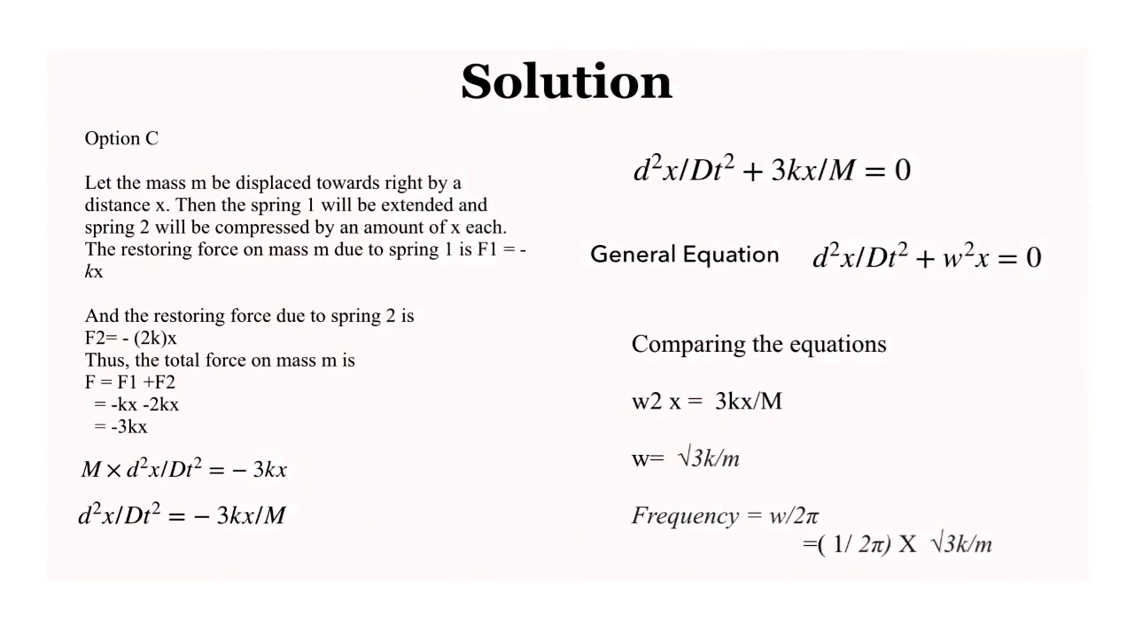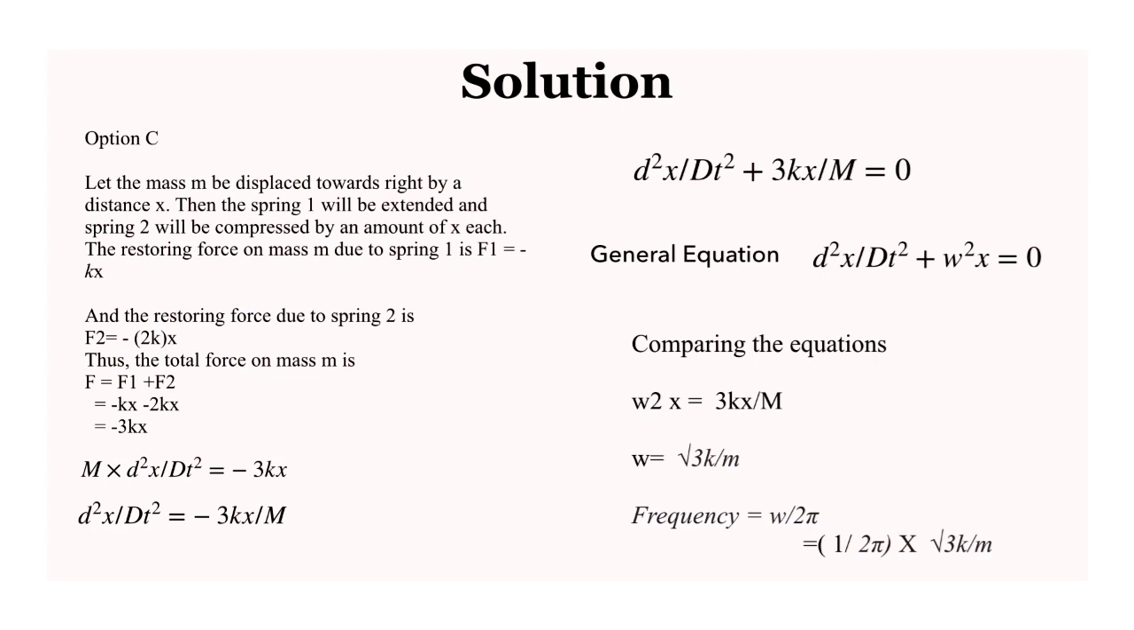Suppose the mass m is displaced towards the right by a distance x. So the first spring will be extended while the second spring will be compressed by an amount of x each. So the restoring force due to the first spring will be minus kx, while that due to the second spring will be minus 2kx. Thus the total force on the mass m will be the total of these two forces, that is minus 3kx.